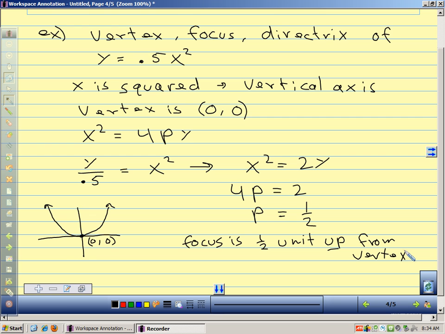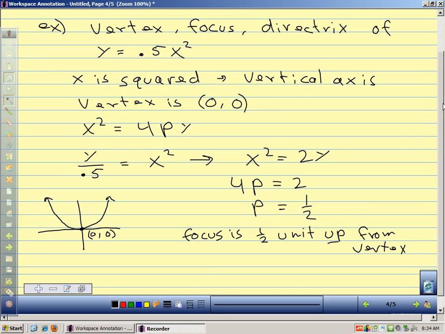So where do you get that 0.5 from? This 0.5? No, the one down there. Our standard form is x squared equals 4py, so I want to rewrite this in standard form. I wanted to get that 0.5 away from the x squared, so I just divided both sides by 0.5.